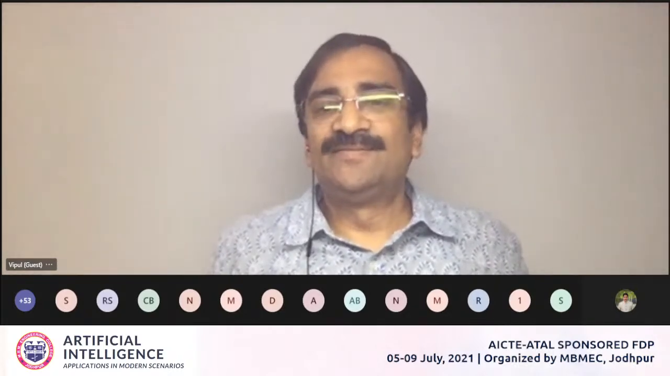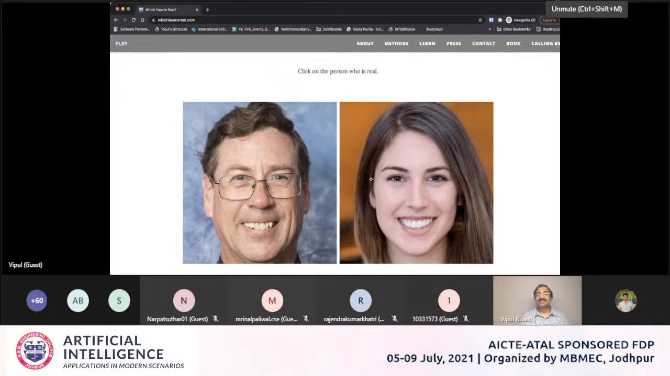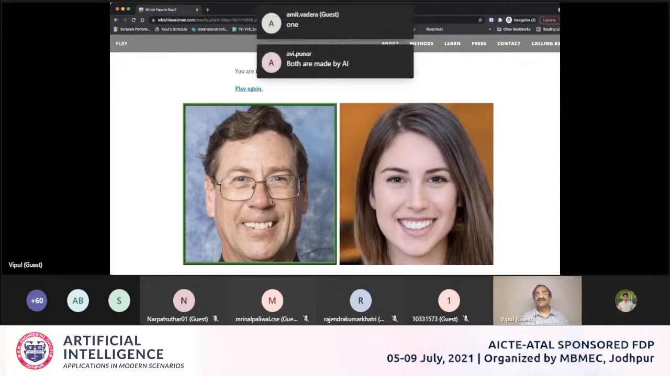So I guess you can see this, right? Which face is real? Now they are generating faces of people using GANs, generative adversarial networks, and to me, both look just the same, meaning both look real to me. Well, I have to choose one which is not real, and I choose that the second face on the right hand side is not real, and let us see what it says. Incorrect. The image on the left side is the real one. This is not the real one, but it looks realistic.